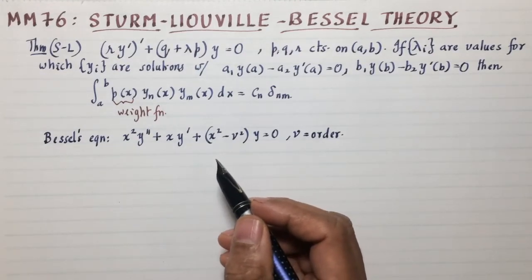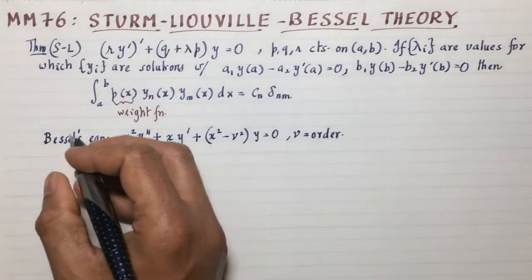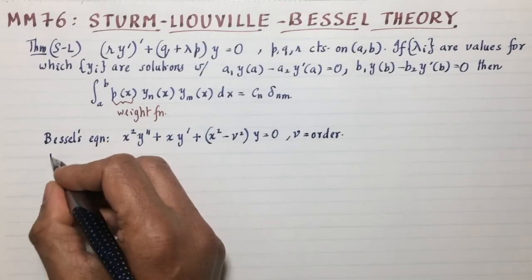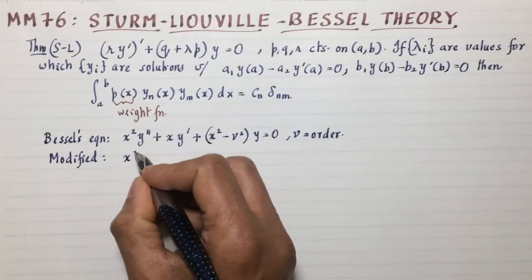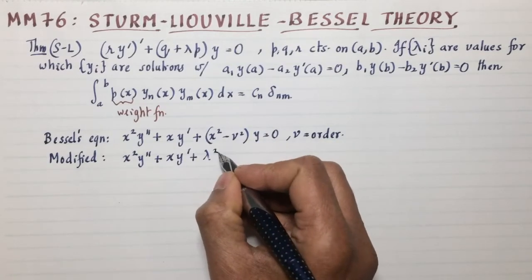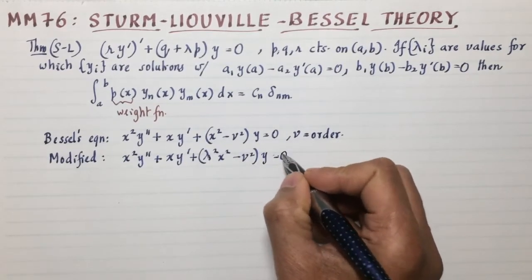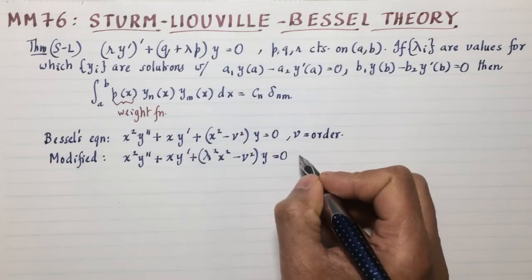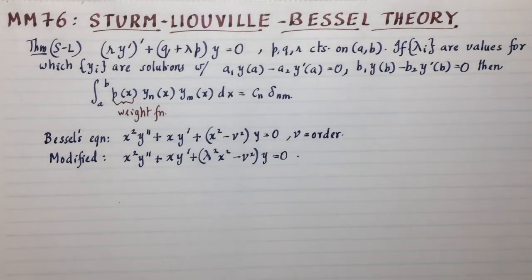So what we can try doing is to create a lambda. We'll call this the modified Bessel equation, and that's x squared y'' + x y' + (lambda squared x squared minus nu squared) y = 0. In this manner, we are working in a lambda to make it look more like the Sturm-Liouville problem and to make the theorem applicable.